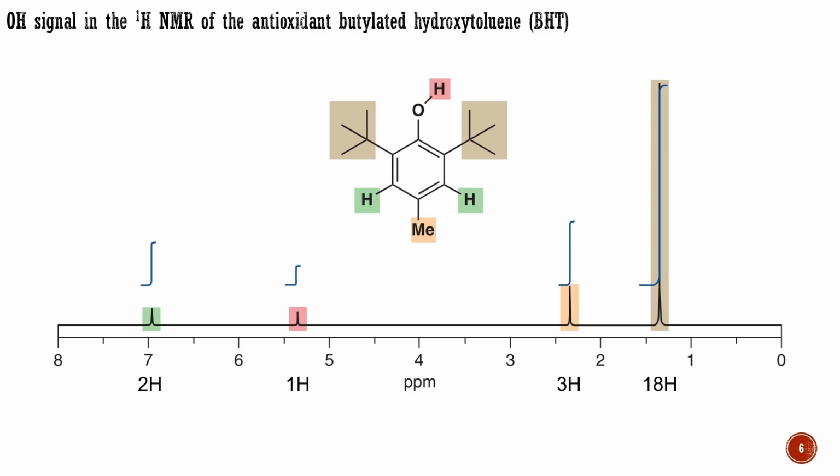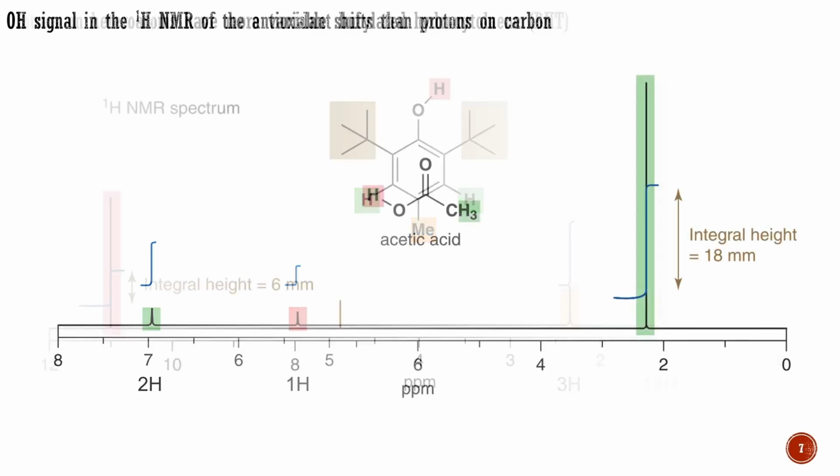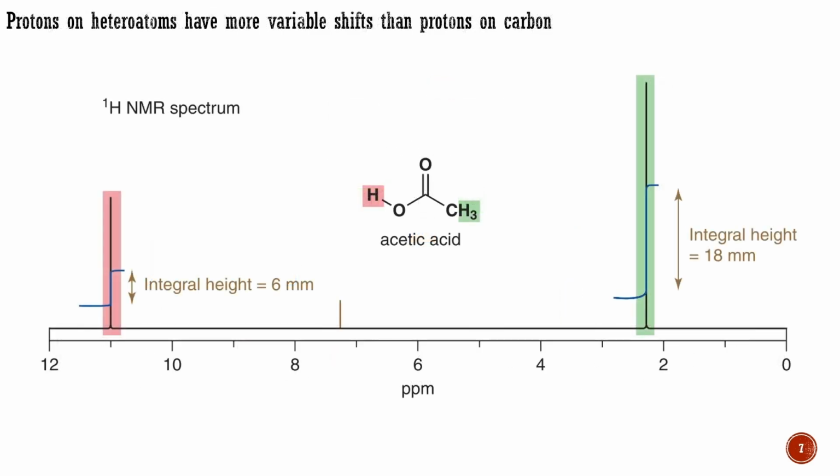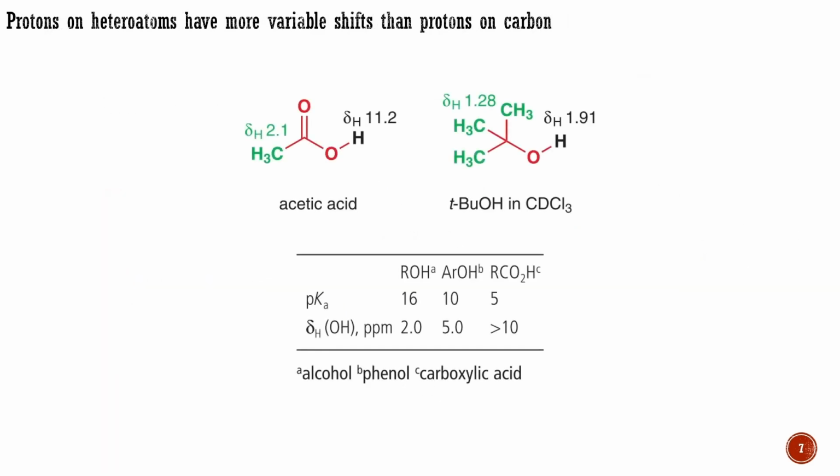The chemical shifts of the tert-butyl group indicated in brown, the methyl group on the benzene ring shown in orange, and the 2 identical aromatic protons highlighted in green should cause you no surprise. What is left? The 1H signal at 5.4 ppm must be the OH. Earlier in this module, you saw the spectrum of acetic acid, which showed an OH resonance at 11.2 ppm. Simple alcohols such as tert-butanol have OH signals in deuterated chloroform at around 2 ppm.